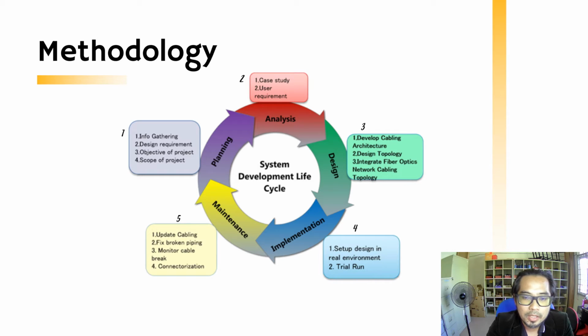In the design phase, there is the development of cabling architecture, design topology, and integrated fiber optics network cabling topology. Number four, implementation, includes setup design in the real environment and the trial run. And lastly, number five, maintenance, which includes updating cabling, fixing broken piping, monitoring cable breaks, and connectorization.